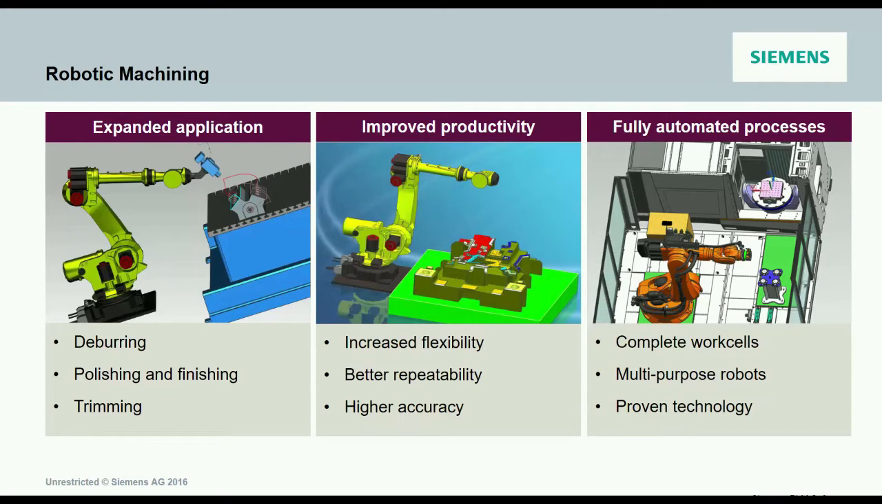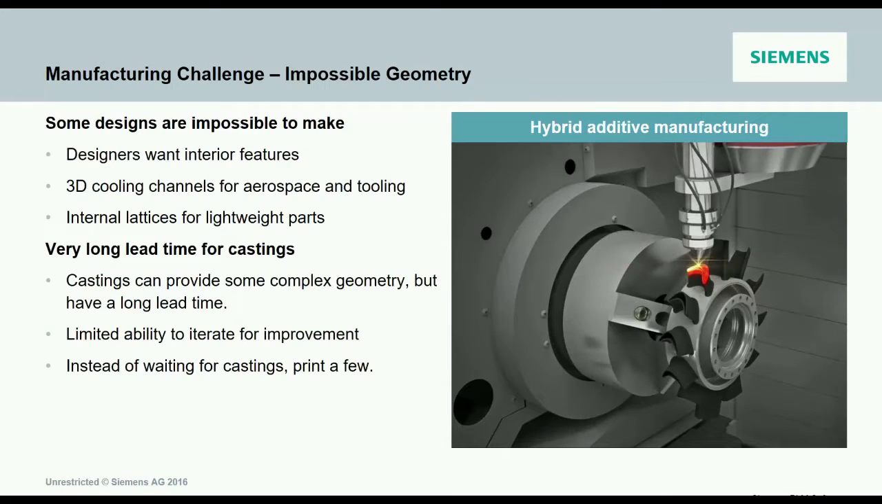So we can utilize robots for multi-purpose functions using proven technology. Another manufacturing challenge is the need to create impossible geometry. Some designs are impossible to make. Designers and engineers want interior features, things like 3D tooling channels for aerospace and tooling, mold design. Others are things like internal lattice features for lightweighting parts while also maintaining the strength and durability.